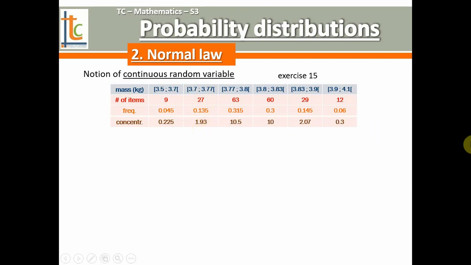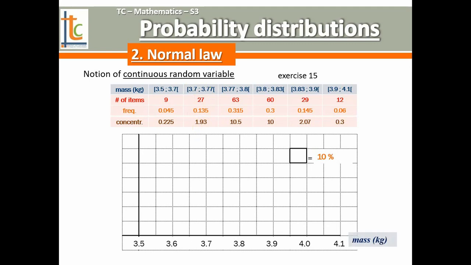And now let's display the graph, the histogram of this table. You can see that the frequencies belong to the interval from 0 to 10, approximately. So I'm choosing a scale here, a vertical scale. And then I'm creating rectangles whose width corresponds to the right interval and whose height is the concentration.